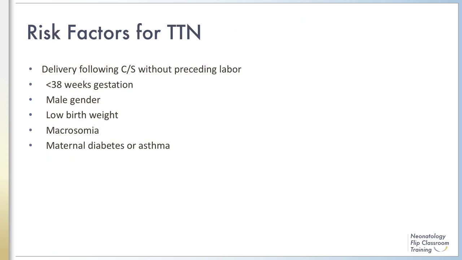Risk factors for TTN include delivery via C-section without preceding labor, which can be explained by the lack of catecholamine surge, which would then inhibit the change from the secretory to the resorptive epithelium. Infants less than 38 weeks gestation, males, infants of diabetic mothers, and low birth weight and macrosomic infants also have an increased risk for TTN.